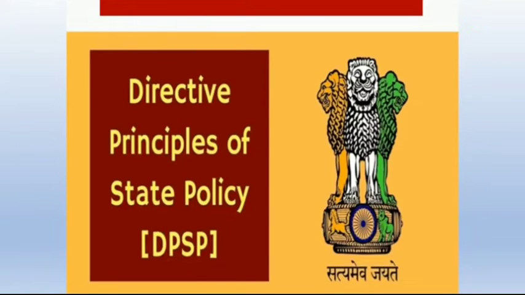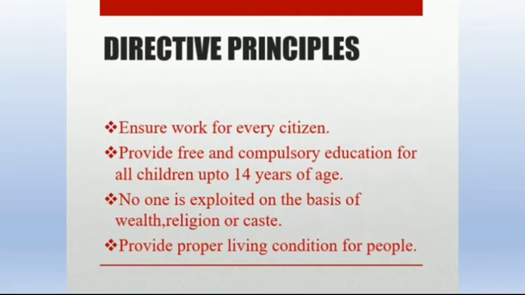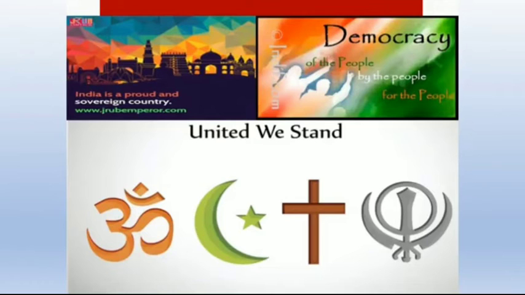Next is Directive Principles of State Policy. Let us learn about the Directive Principles. Ensure work for every citizen. Provide free and compulsory education for all children up to 14 years of age. No one is exploited on the basis of wealth, religion or caste. Provide proper living conditions for people. These are the Directive Principles. Now we all know that united we stand, divide we fall. So we must remember that.